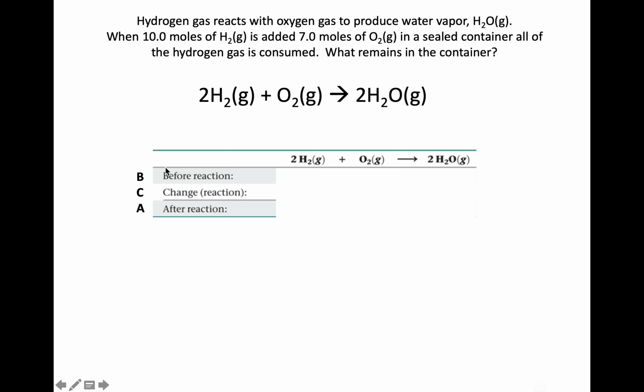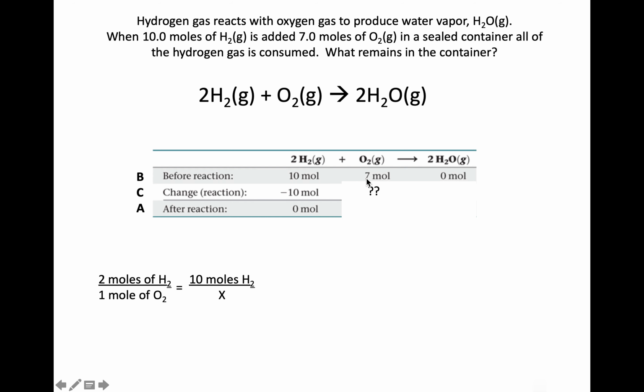BCA stands for before the reaction, what changes during the reaction, and what's after the reaction. Before, it gives us the information. We have 10 moles of H2, 7 moles of O2, and we don't have any H2O within the container. How do things change? Well, it says that all 10 moles of H2 are used up. All of the hydrogen gas is consumed, and we have none of it left over.